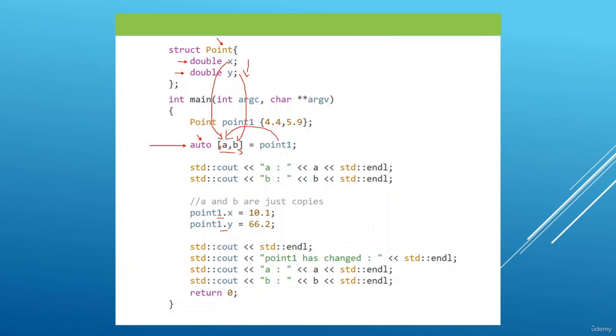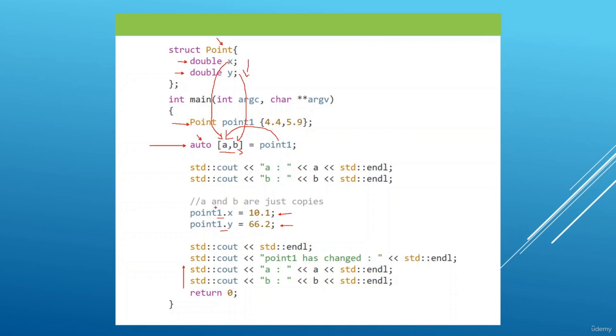But this is going to work, and one thing you should really keep in mind is that what you have in A and B are going to be copies. So if after we happen to change our object, and for example in x we put 10.1 and in y we put 66.2 like we do here, and then we print, A and B are not going to pick up these changes because they are just copies. So this is the syntax for structured bindings.